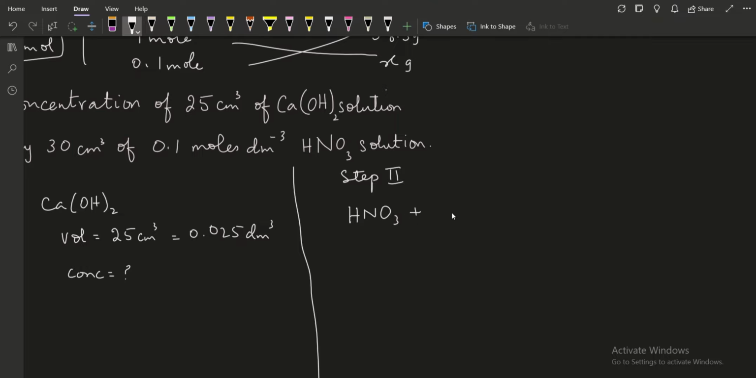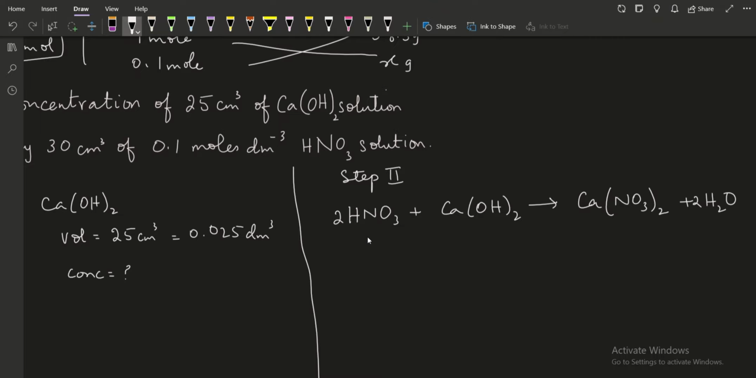So nitric acid plus calcium hydroxide. The salt formed in this case will be calcium nitrate. The formula of the salt will be Ca(NO3)2 plus water. Now you just have to balance this equation. We have to balance the nitrates, so you have to write 2 over here, and then hydrogens need to be balanced. Now the equation is balanced.